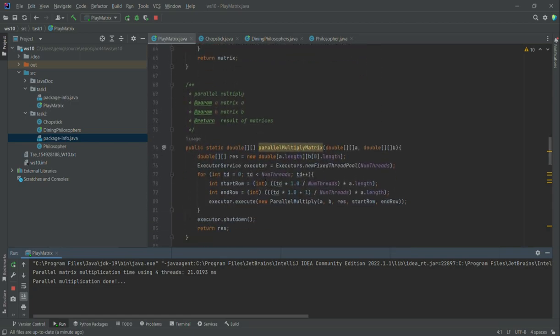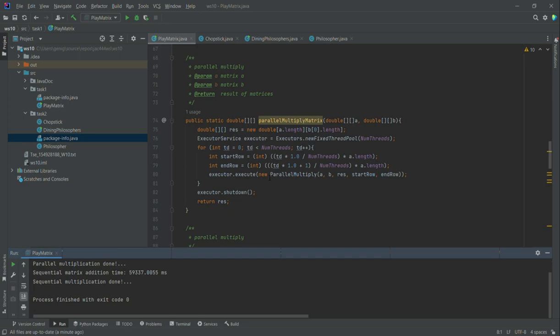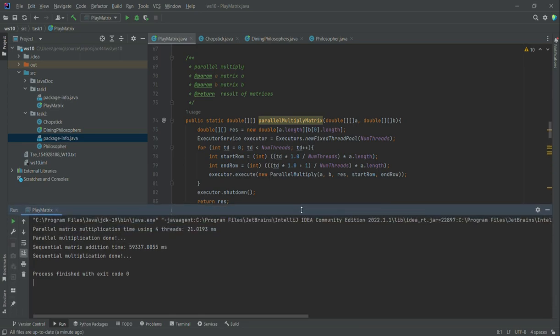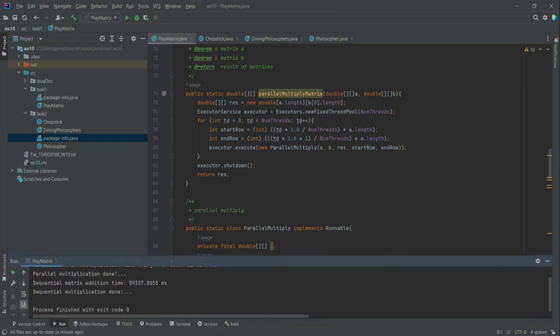And in parallel multiply matrix, we have the executor using 4 threads, and the executor takes care of it using another function called parallel multiply. Okay, this is done. So the moment I said it, it's also done. So obviously sequential is far slower, like 1,000 times slower. Anyway, back to the code.